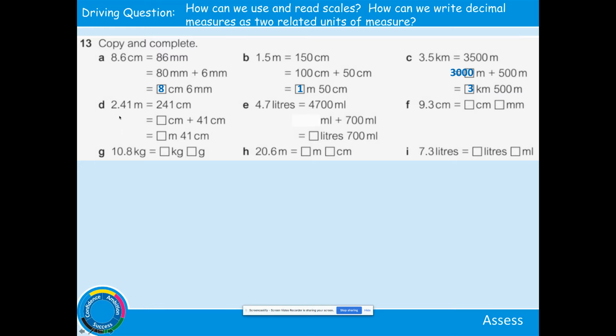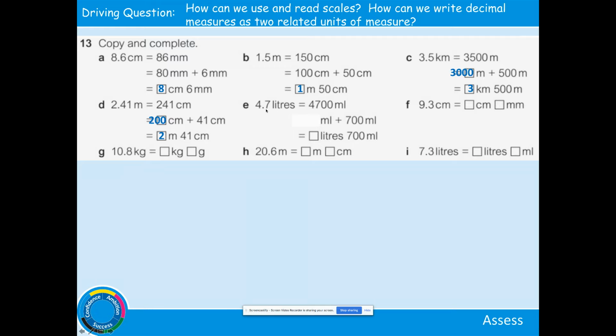Now we come to the next one. This time we've got metres and centimetres. So we're going to move over 2 places because there's 100 centimetres in a metre. That will give you your 240 centimetres. They've shown 41, so we need to put 200 in this box. We know that there's 100 centimetres in a metre. We've got 200 centimetres, so that's going to be 2 metres and 41 centimetres.